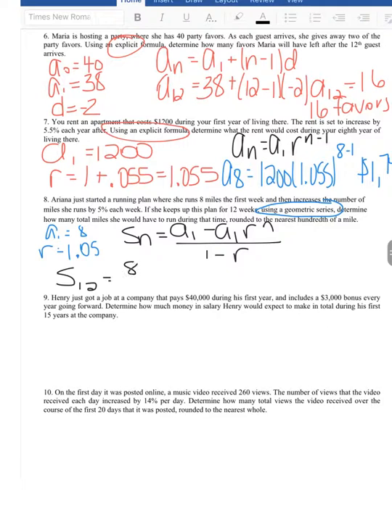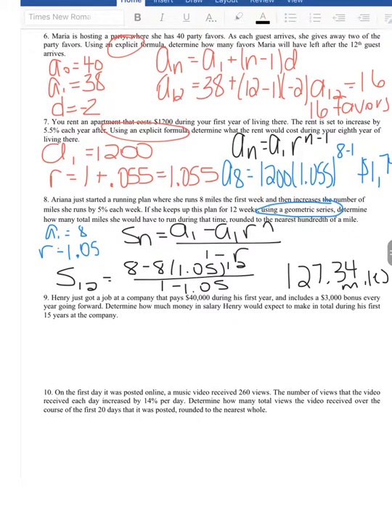That equals 8 minus 8 times r raised to the 12th divided by 1 minus r. That can go right in your calculator, and you're rounding to the nearest hundredth. And I had gotten 127.34 miles.